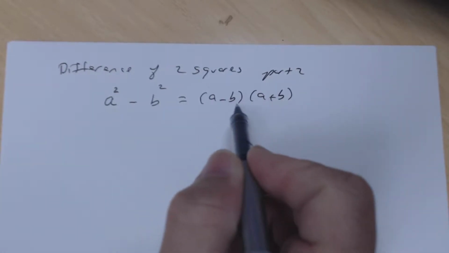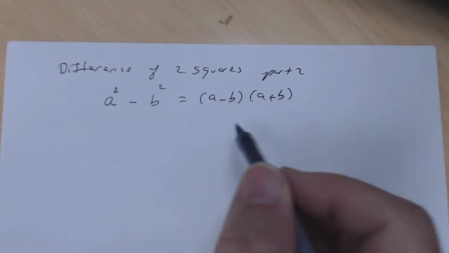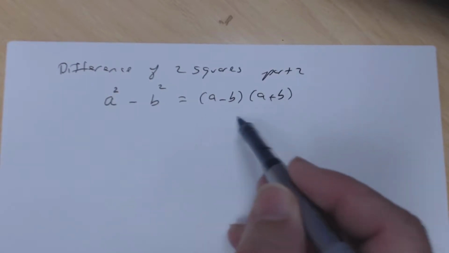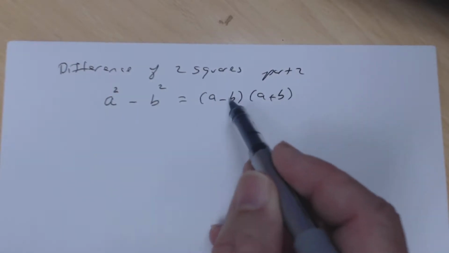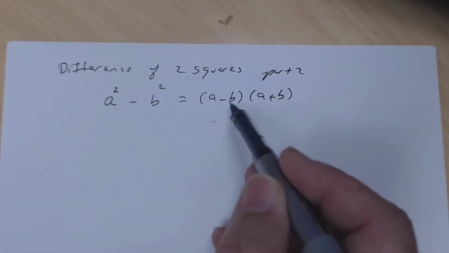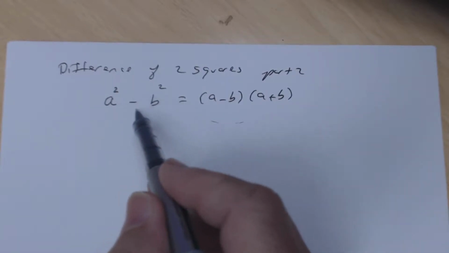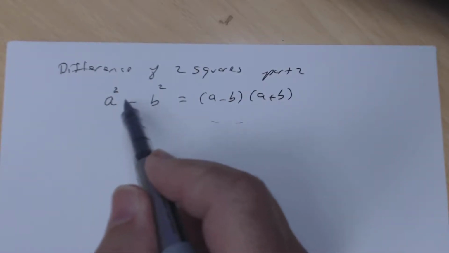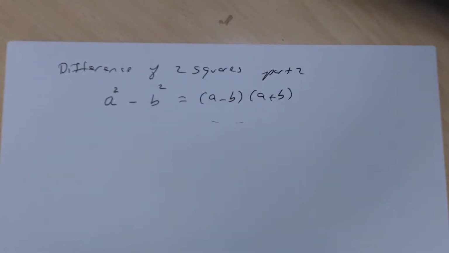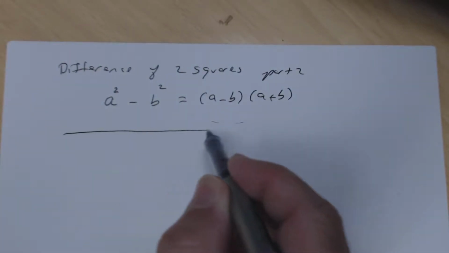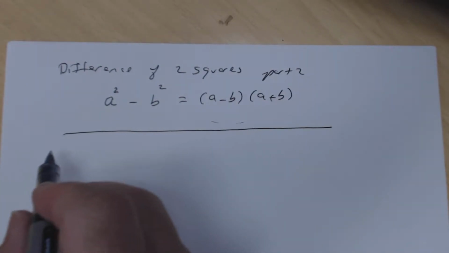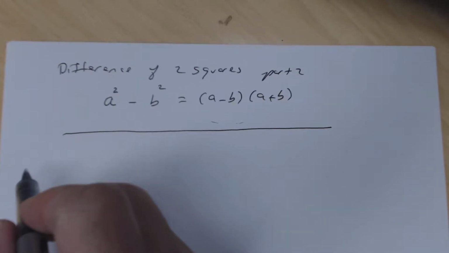And so we saw in the previous video that when you FOIL this out, the outer and the inner terms add up to be 0. And so that's why you don't have 3 terms, but you only have 2 terms. Okay? All right, so in part 2, we're going to look at this kind of example.